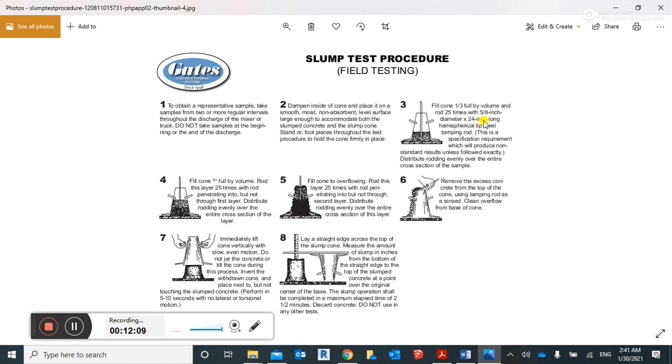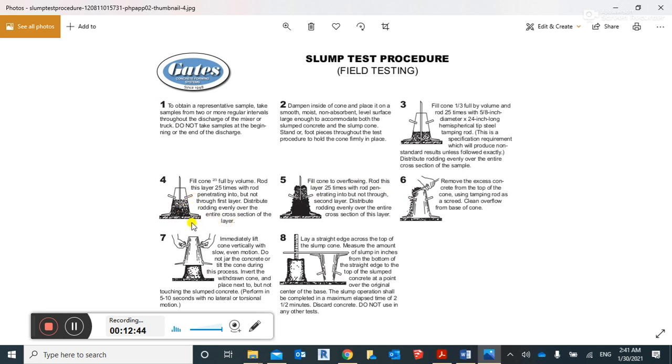The diameter of the rod is 5/8 inch and 24 inches long, a hemispherical tip steel tamping rod. This is a specification required, which is considered non-standard unless followed exactly. Distribute rodding evenly over the entire cross section of the sample.